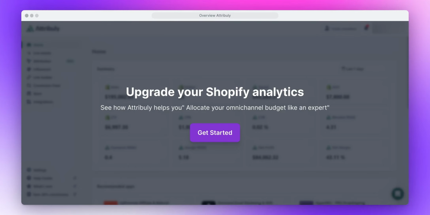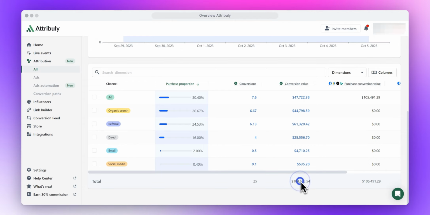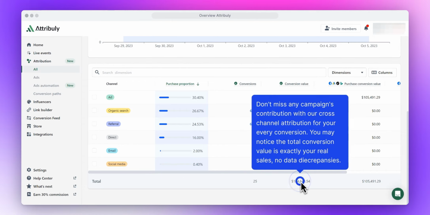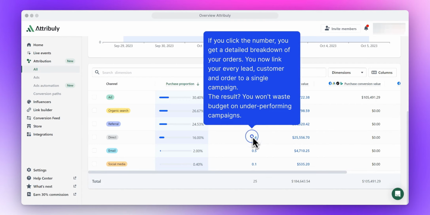Upgrade your Shopify analytics. Get your most important metrics here, in one place. Don't miss any campaign's contribution with our cross-channel attribution for your every conversion. You may notice the total conversion value is exactly your real sales. No data discrepancies. If you click the number, you get a detailed breakdown of your orders.